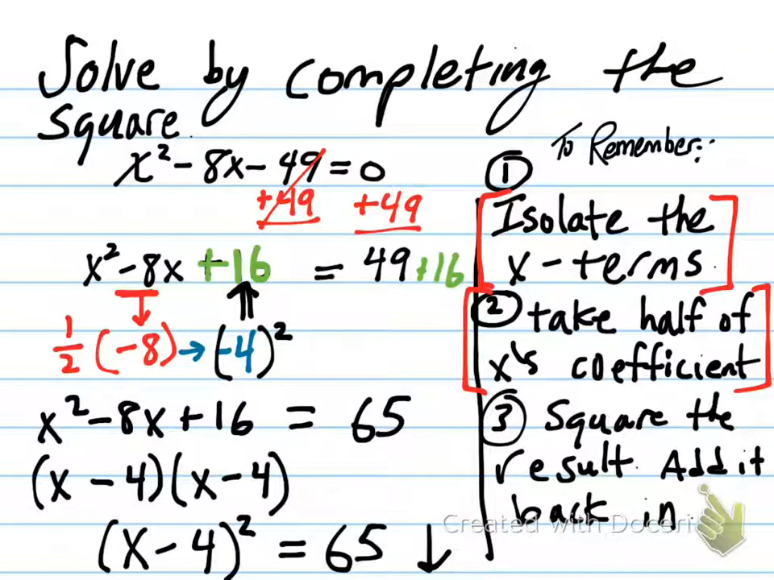Okay, step 3, square the results. What's negative 4 squared? Well, that's where the 16 was produced. And add it back in, plus 16, but I gotta be fair, so plus 16 on both sides. And then from there it becomes a little bit more familiar to us from algebra.